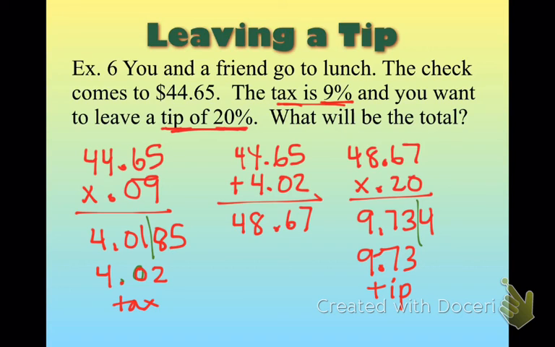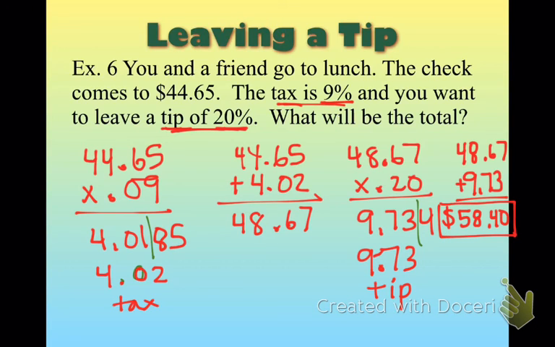I'm going to add it to my last price, which was $48.67. I'm going to add the $9.73 tip to that. So I'm going to say 9.73 plus 48.67. That's going to give me $58.40. So this right here is my final answer. So what will be the total? The total will be $58.40. Just got to be careful because it's a double problem here.